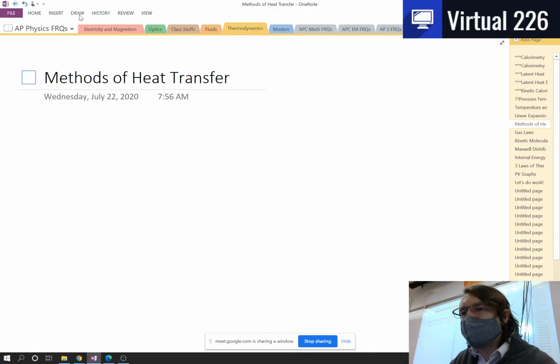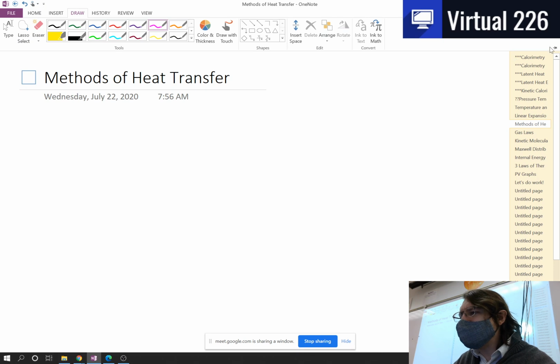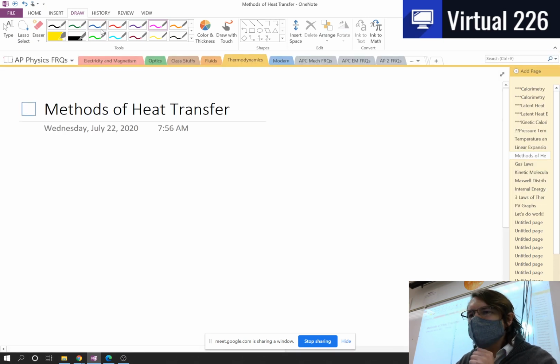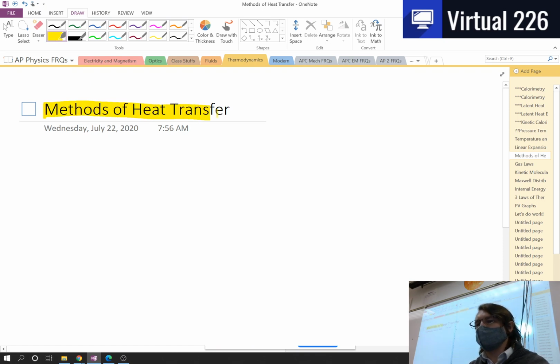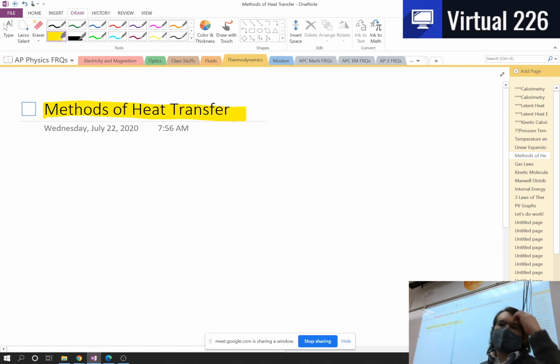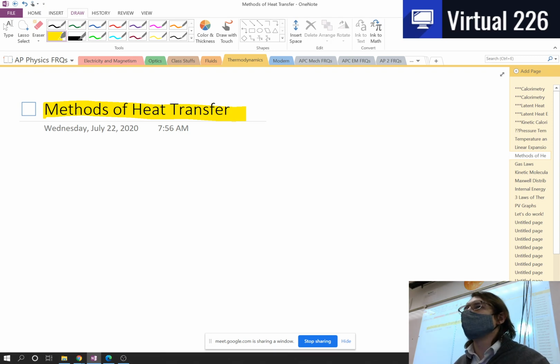Methods of heat transfer. We can take heat and pass it along, or we can make things cold. Okay, so we're talking about methods of heat transfer here, hence the title. And we have three ways of actually conducting heat from one object to another. And I think I just gave one of them away.